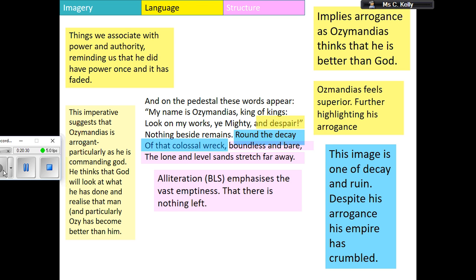Oh, sorry, I've mixed up those two questions as well. So the religious imagery suggests that Ozymandias thinks he's better than God, but then that also feeds into the use of the word despair, which further highlights his arrogance.